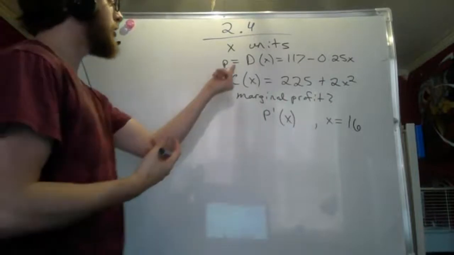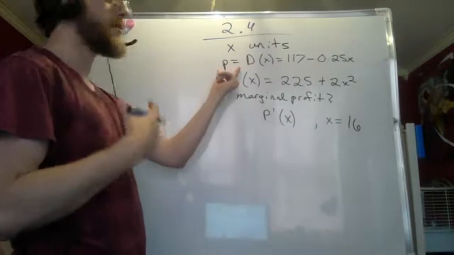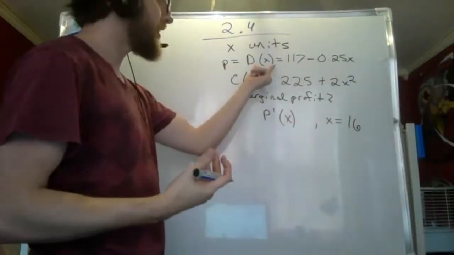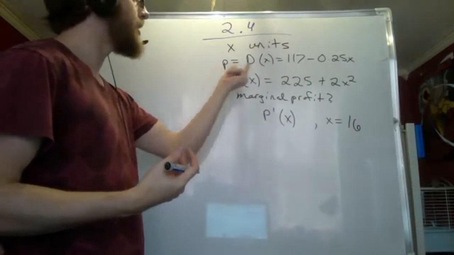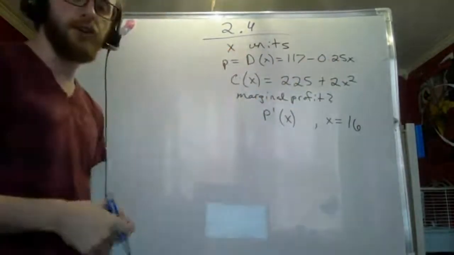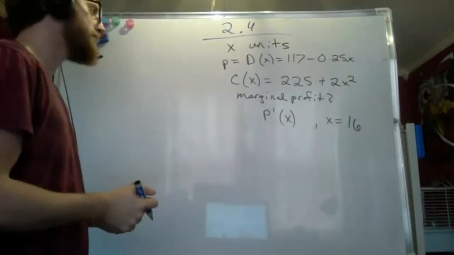So again, recall that in the word problem, it was calling this function here the price. Anytime you see price, think demand function. This is the price you can sell your product at based on how many X units you produce. So price and demand, one and the same.